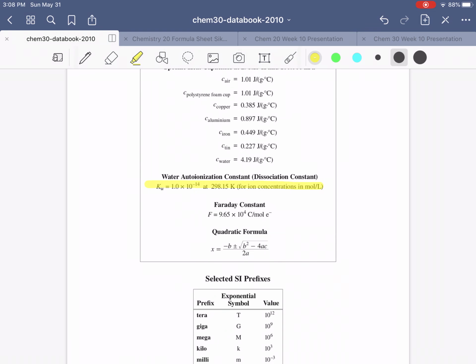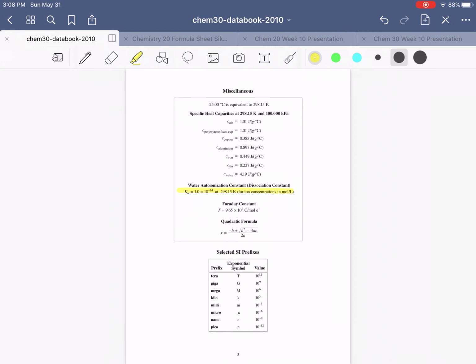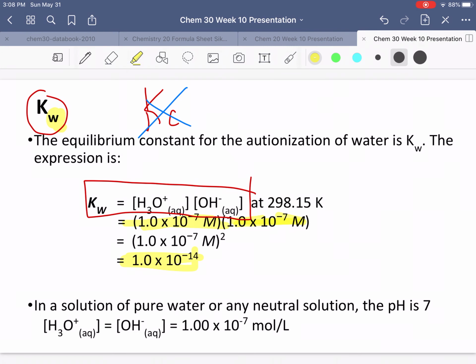So take note of that. Be aware that it's there. It's not something that would have ever had to have been memorized. It's just something you need to be aware that it exists and that it relates specifically to the equilibrium of water when it ionizes. Okay, let's keep going here.